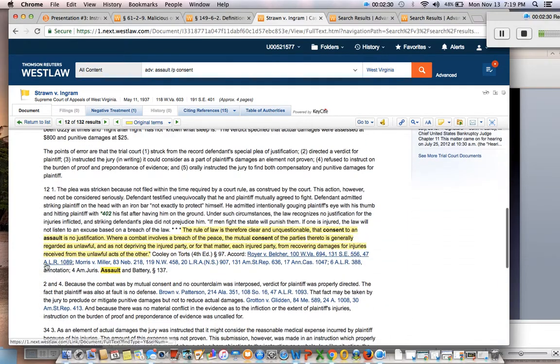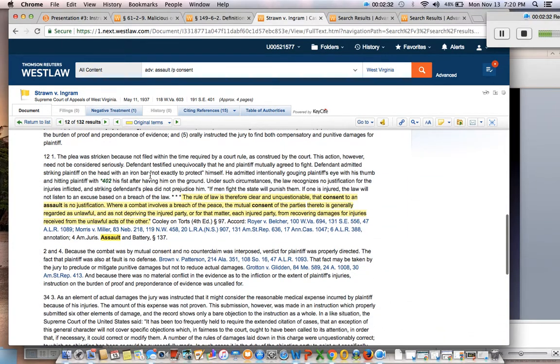And it also states that the rule of law is therefore clear and unquestionable that consent to an assault is no justification. Where a combat involves a breach of the peace, the mutual consent of the parties thereto is generally regarded as unlawful and as not depriving the injured party, or for that matter, each injured party, from recovering damages for injuries received from the unlawful acts of the other.